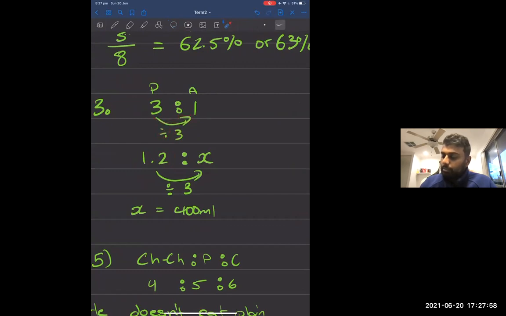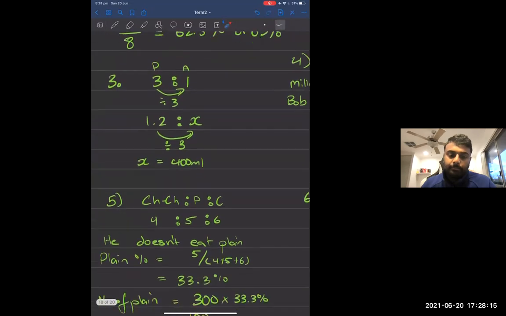So to solve it, you do 1.2, which is the amount of paint, and you divide that by 3 to find the amount of acetone. And the acetone is 400 milliliters. Do you understand? Yeah. Got it? Yeah.